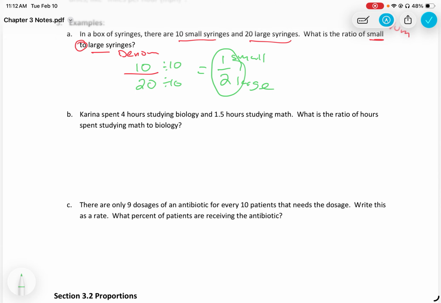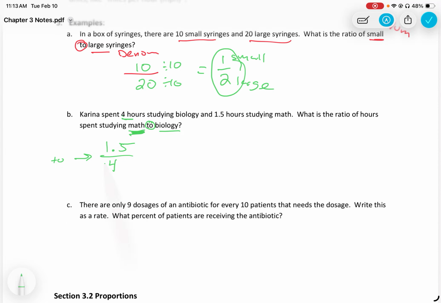So Karina spent 4 hours studying biology and 1.4 hours studying math. What is the ratio of studying math to biology? So I want math on top of my fraction because that came before the "to", and biology would be my 4. So it doesn't matter what the order of the problem is. This "to" is going to let you know what the ratio is, where "to" is kind of like your fraction.